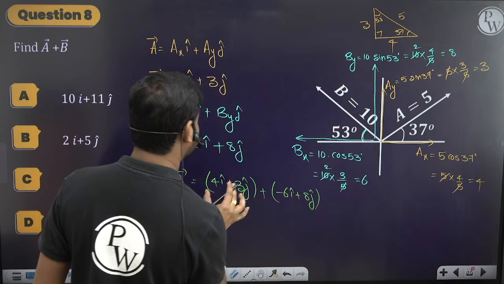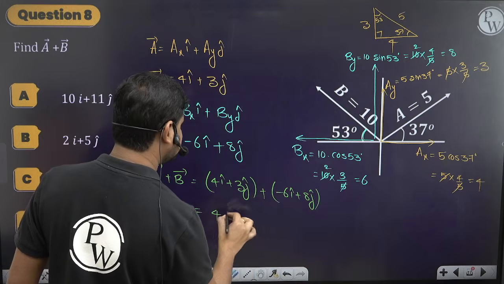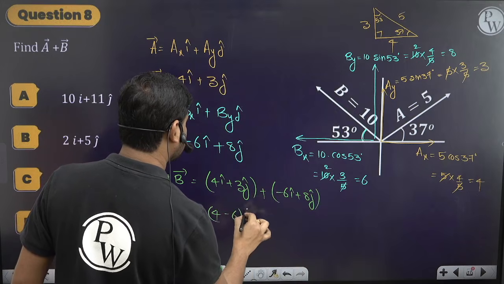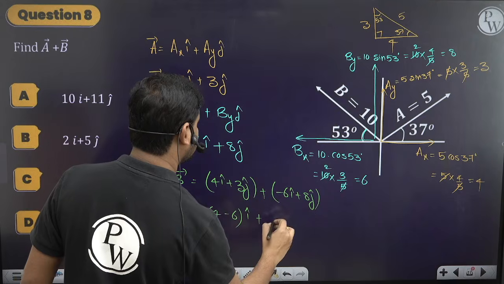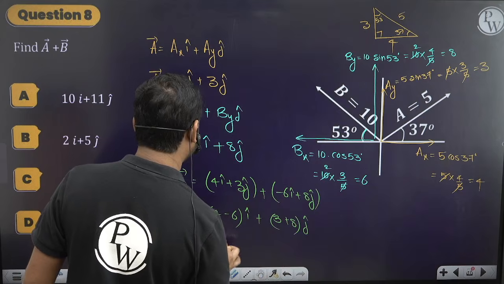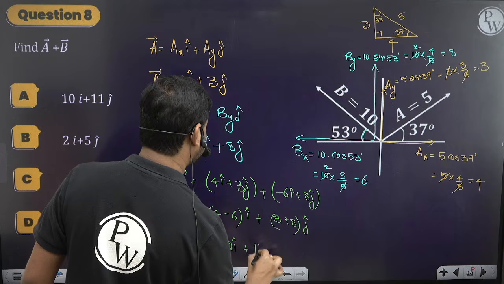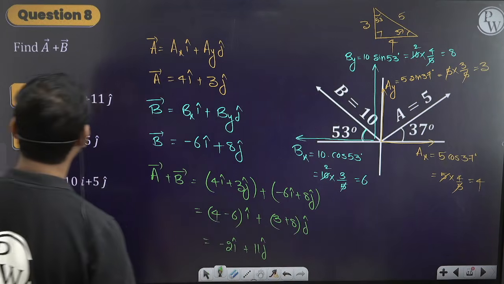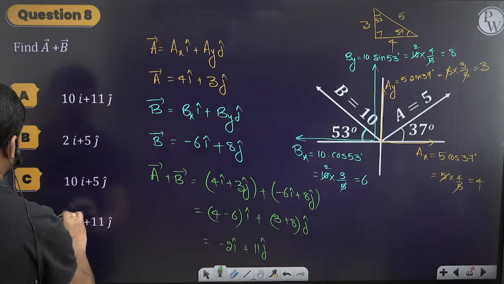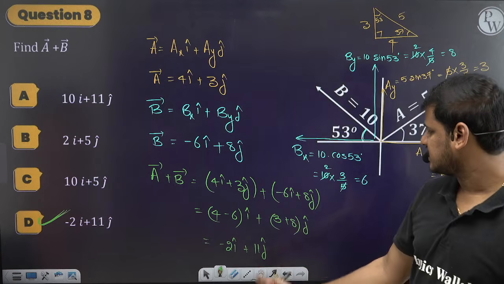So simply, respective I caps and respective j caps you should add. 4 plus into minus, minus 6 I cap. So here 3 plus 8 j cap. So 4 minus 6 is minus 2 I cap, plus 3 plus 8, 11 j cap. So minus 2 I cap, 11 j cap. Option D is the correct one. Minus 2 I cap, 11 j cap.